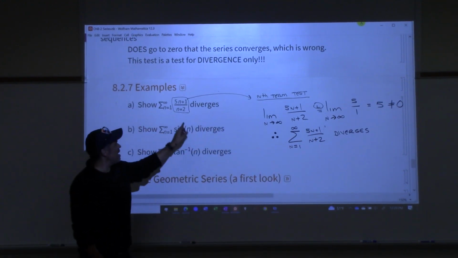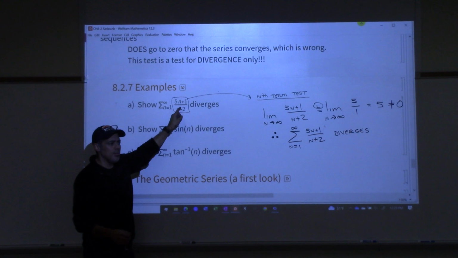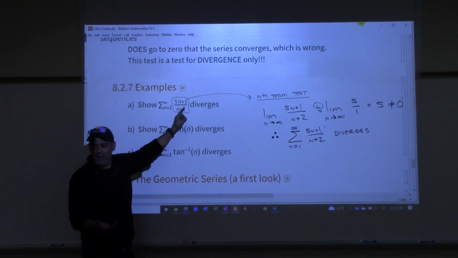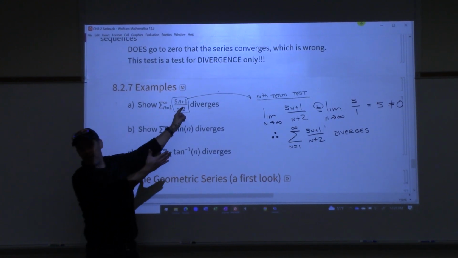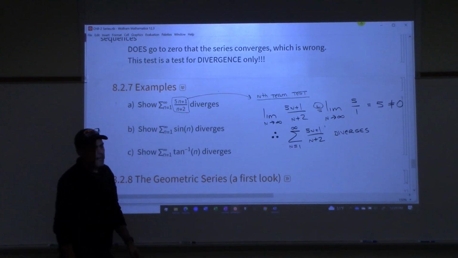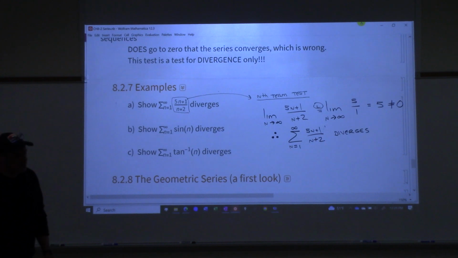It's like these numbers in here are getting closer and closer to 5. So what happens if you start adding up numbers that are closer and closer to 5? It's going to look a lot like 5 plus 5 plus 5 plus 5 plus 5 plus 5 forever, which becomes infinite. It's going to diverge. Okay? What about the next one?